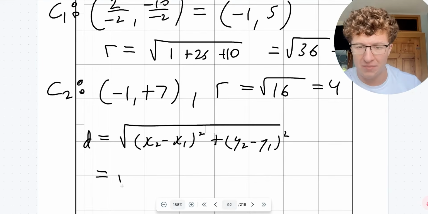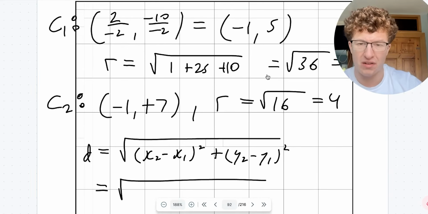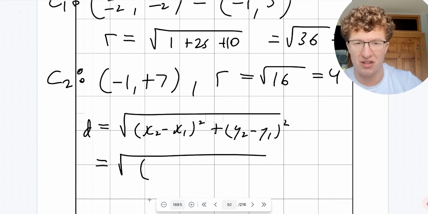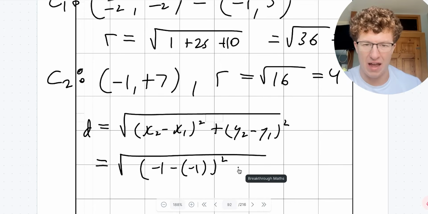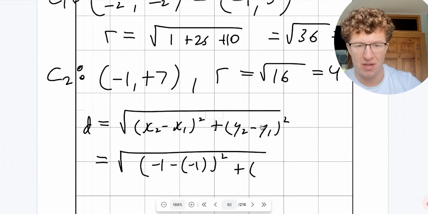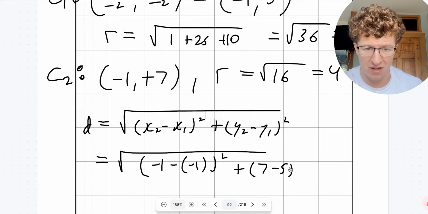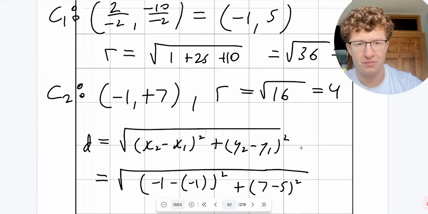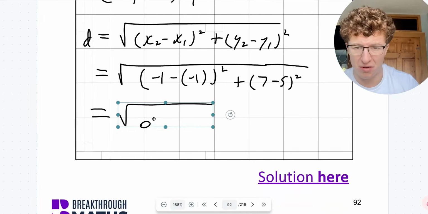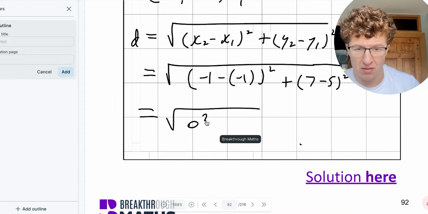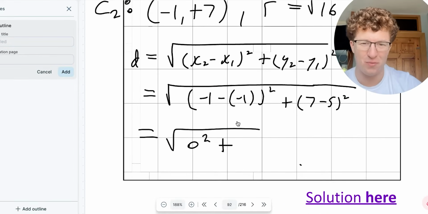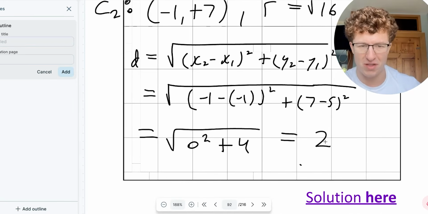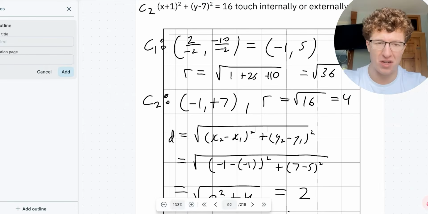Now, filling in the square root, it doesn't matter which one you call x2 or x1. So in this case, it's actually just going to be minus 1 minus minus 1, so they're just going to cancel. And then we're going to have plus y2 minus y1, so that's going to be 7 minus 5, squared. So those are going to cancel, so we're going to have the square root of 0 squared plus 7 minus 5 is 2, squared is 4. Square root of 4 is just going to be 2. So the distance between the centers is going to be 2.